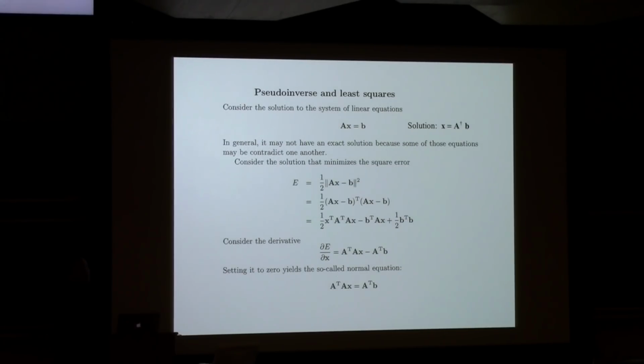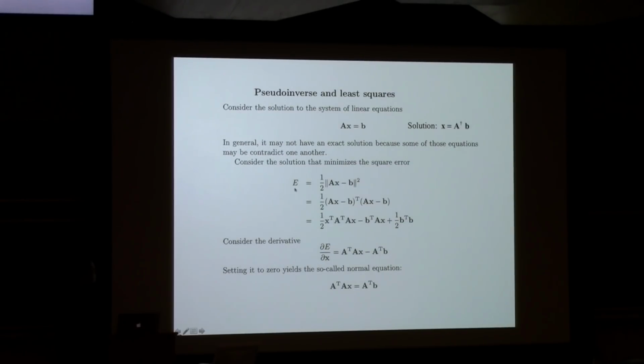You have already learned the pseudo-inverse in your linear algebra classes, right? It arises most naturally when you solve least square problems. You solve an equation like this, and the solution in general is x equal to the pseudo-inverse of A times B. This is a very general solution.